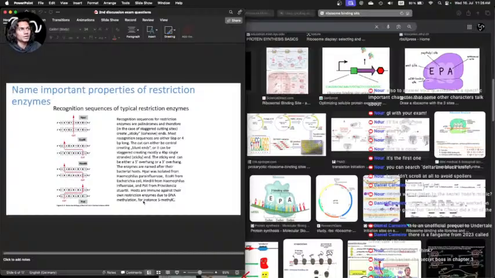The enzymes are named after the bacterial host. HpaI was isolated from Haemophilus parainfluenzae, EcoR1 from Escherichia coli, HindIII from Haemophilus influenzae, PstI from Providencia stuartii. Hosts are immune against their own restriction enzyme due to DNA methylation, for instance 5-methyl C.